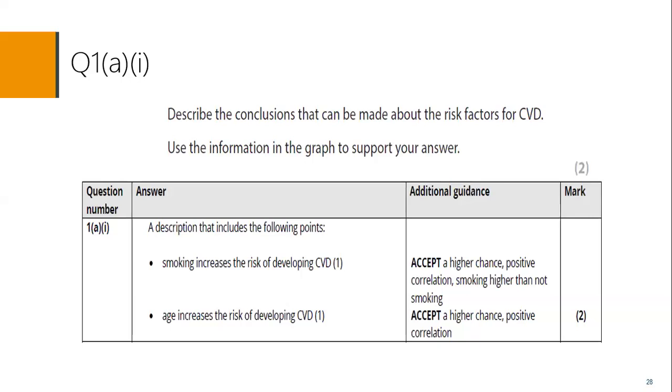Right, now you're going to do some marking. So if you look in your delegate booklet, you will find that there are 4 responses to this question. The question was, describe the conclusion that can be made about the risk factors for CVD. Use the information in the graph to support your answer. This is the mark scheme. It's a 2-mark question. You've got 4 responses in your delegate booklet.